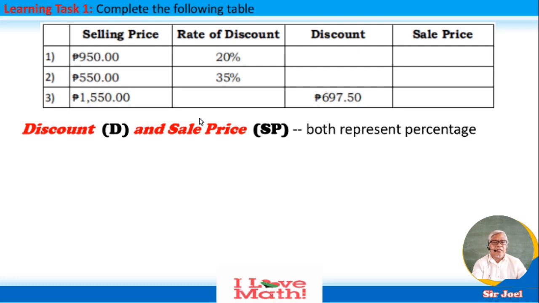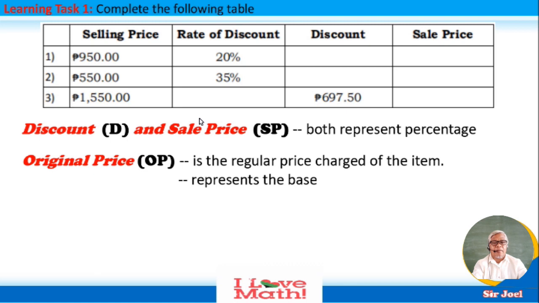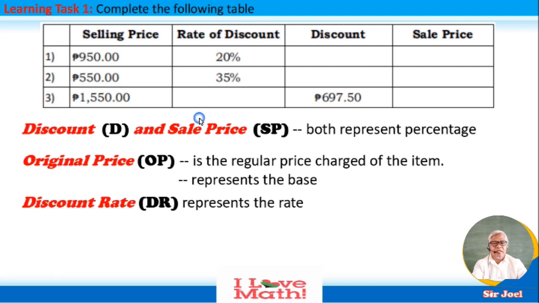Discount and sale price both represent percentage. Ibig sabihin, kung last week ang pinag-usapan natin is about percentage, so similar to that ay yung discount na tinatawag o yung sale price. Then original price or the OP is the regular price charge of the item. This represents the base. So meron na tayong nagre-represent ng percentage, meron na rin tayong nagre-represent ng base. And then we also have this discount rate or rate of discount. Siyempre pa, siya yung nagre-represent ng rate.